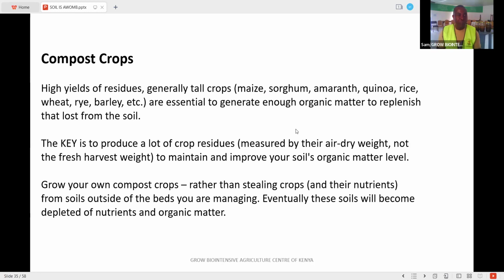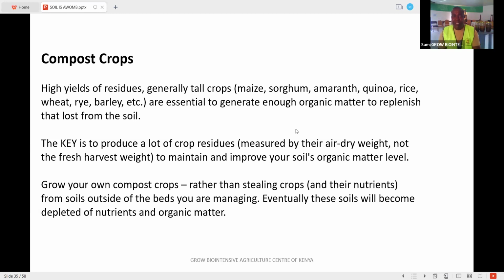I think I've talked about compost crops, and those are some of them: maize, sorghum, amaranth. If you grow quinoa in your area, it's excellent. Rice, wheat, cereal rye, also very excellent. Barley, those are very good crops because they capture high amounts of carbon. And then when you decompose them, you take them by force into the soil.